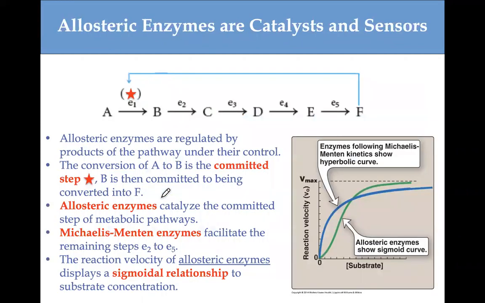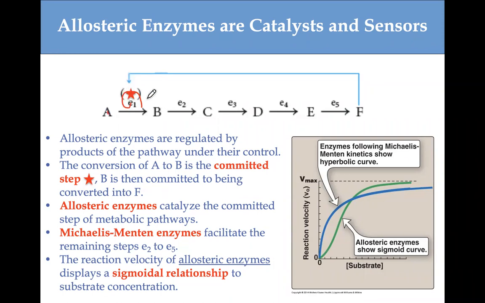Now, allosteric enzymes. I have two types of enzyme: allosteric enzymes and Michaelis-Menten enzymes. Allosteric enzymes, first, catalyze the rate-limiting step in a metabolic pathway. I'm sure by now you all know what rate-limiting step means. It basically means, for example, we have here A, the substrate, and the final product is F.